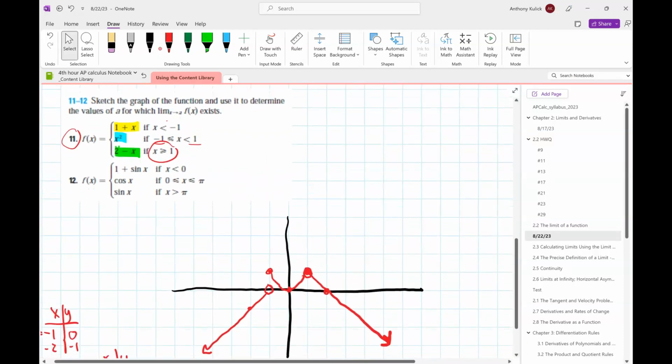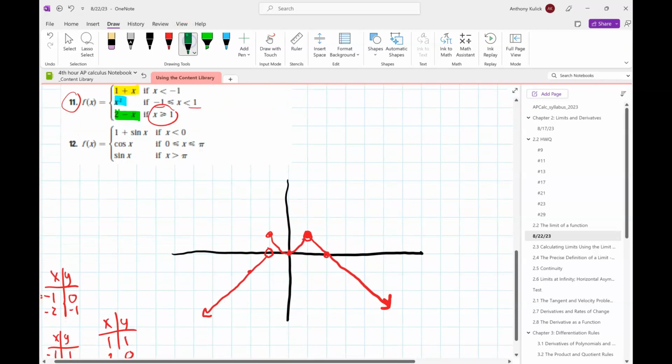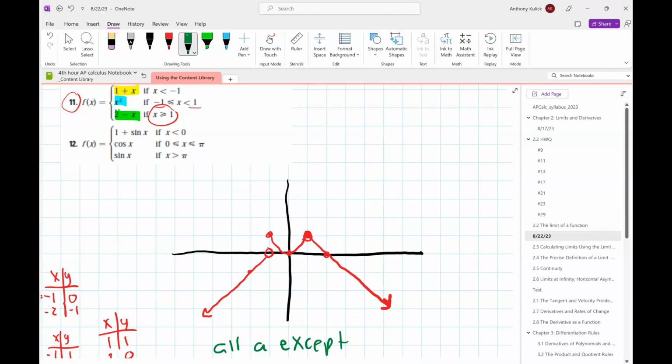Now the problem asks, determine the values of a for which the limit as x approaches a of f of x exists. So the limit's going to exist for all a except for the place where we have that jump discontinuity, because we know that the left-hand limit and the right-hand limit are going to different values. So we'd say every a except for -1. Does that feel good? Yeah.